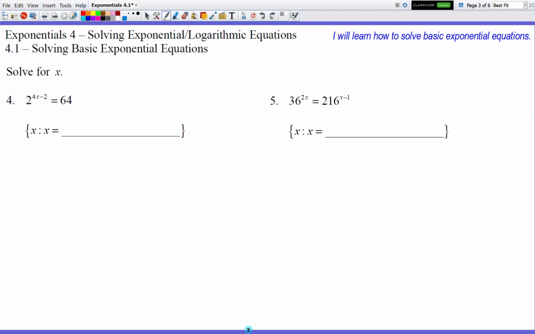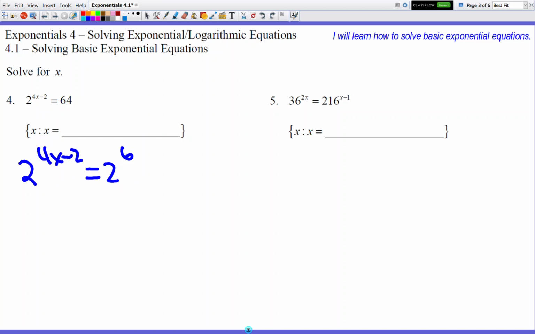That 64 is the result of 2 multiplied 6 times. So I'm going to rewrite this problem as 2 to the 4x minus 2 power equals 2 to the 6 power. All I did was rewrite the 64 as 2 to the 6 power. And now look what you see on the left and the right side. Do you see a matching base? Yeah, base 2, base 2. So now they match. They didn't match before, so I made them match.